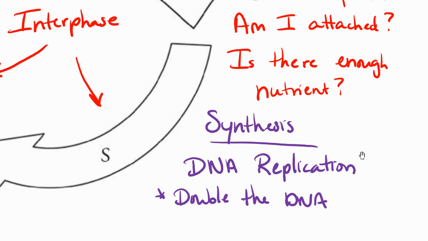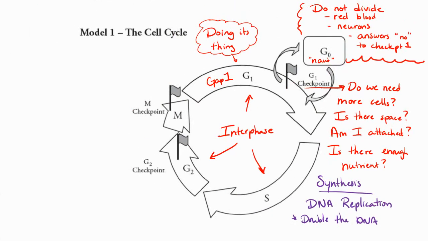Not much to say about that one. There isn't an official checkpoint in there, although your DNA does proofread. And if there's too much damage to the DNA, the enzymes that create it proofread it, we can send it to G-naught or we go to apoptosis. And we'll talk about that one in a minute.